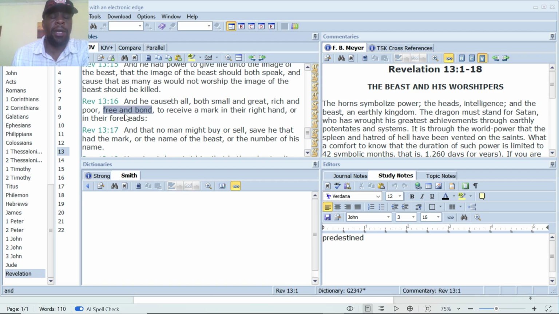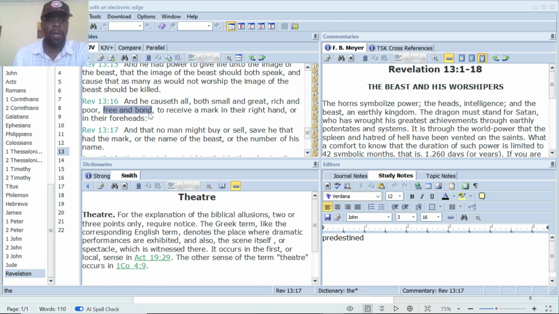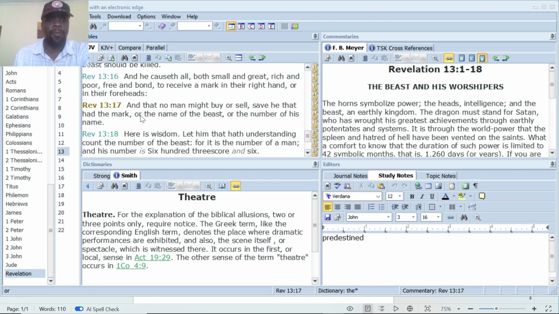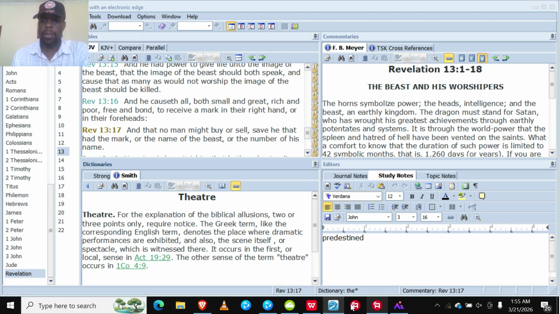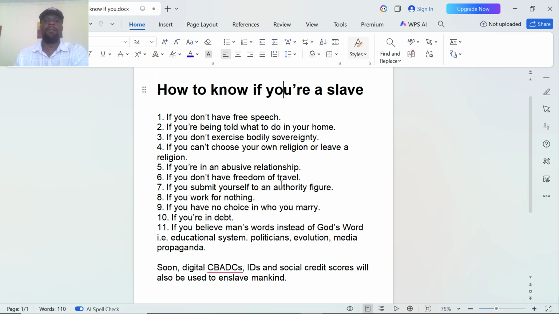This is just King James English for saying all these groups that I mentioned here, including those who are free and those who are not free, in other words, slaves. And from the word bond, we get the word bondage. Free and bond, those who are free and those who are slaves. So the opposite of being free is being a slave. That's all it means to be a slave. It means you are not free.